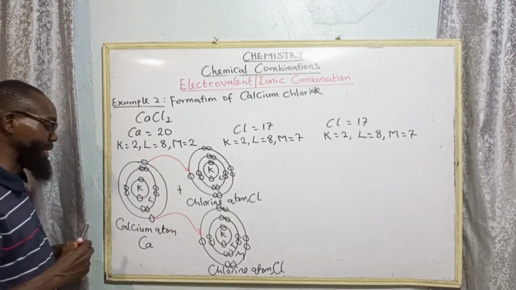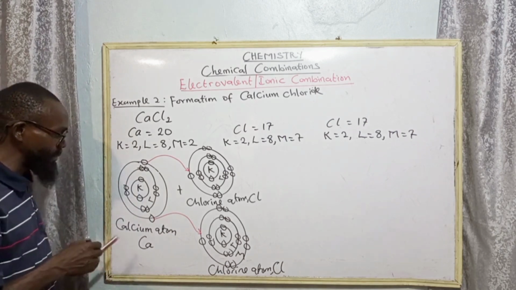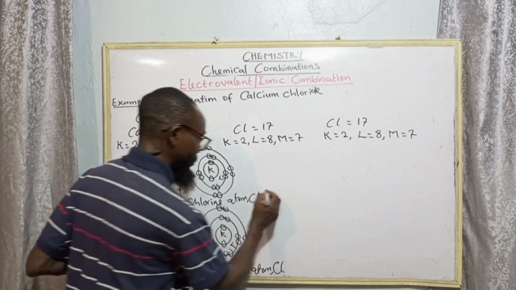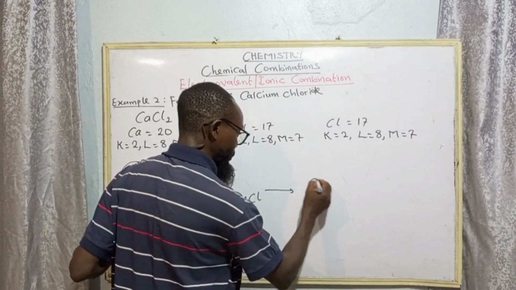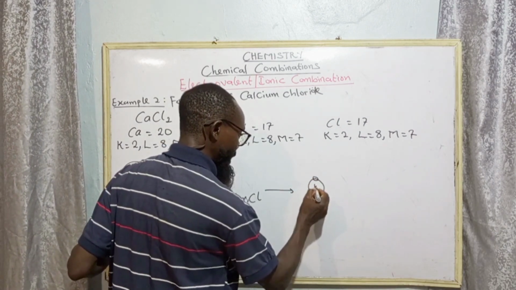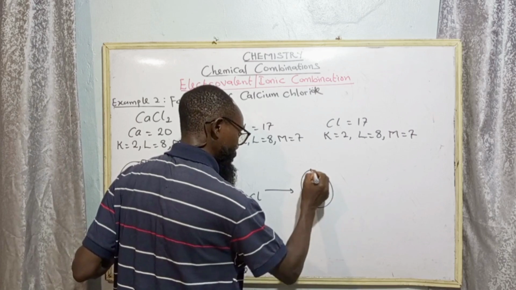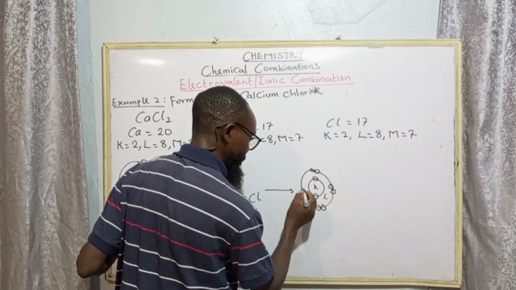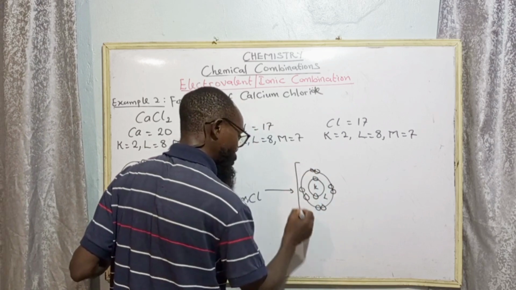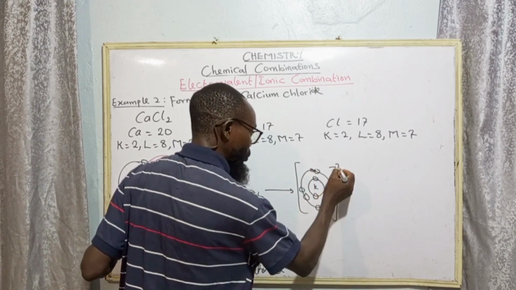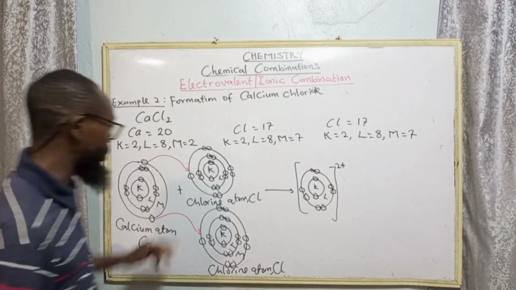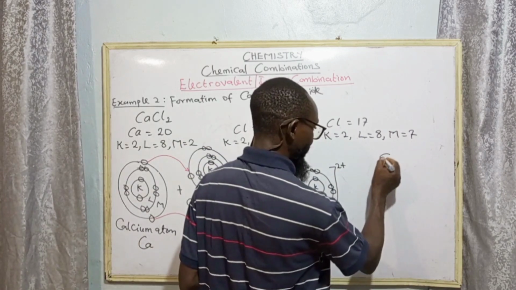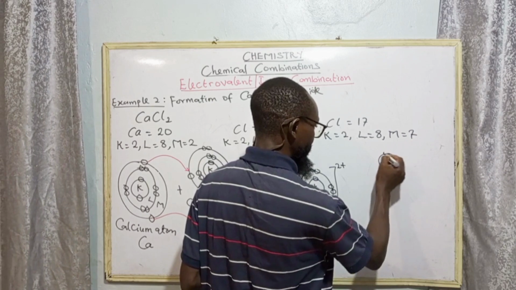So when they transfer it, the M shell here will cease to exist. So for the calcium, we have something this way: K shell, the L shell having its own 8 electrons. Now it has lost 2 electrons, that is 2 plus. Then chlorine, this we gain. They are gaining 1 electron each.